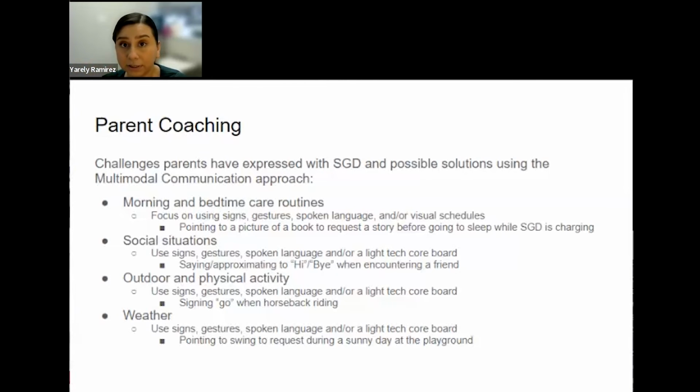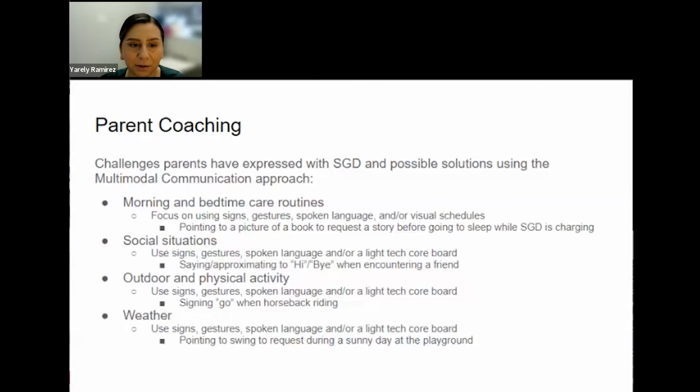When it comes to outdoor and physical activities, I have a lot of kiddos that do horseback riding. I don't know about you guys, but trying to put a speech generating device on a saddle is not a good idea and it's not safe. How can we let the horse know that we want to go? Aside from kicking the sides, we can use the sign go to let the instructor know that we want the horse to walk, instead of having that bulky device being carried with you, or attempting to put it on the saddle of the horse.